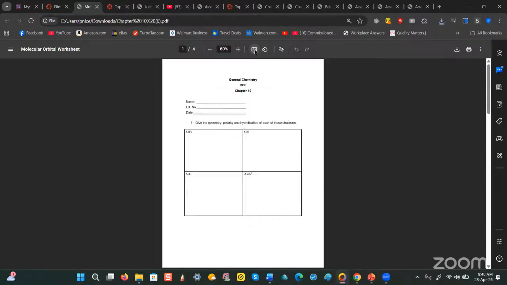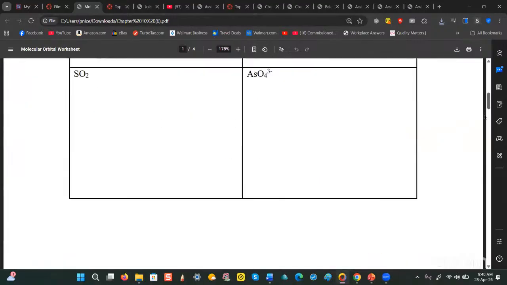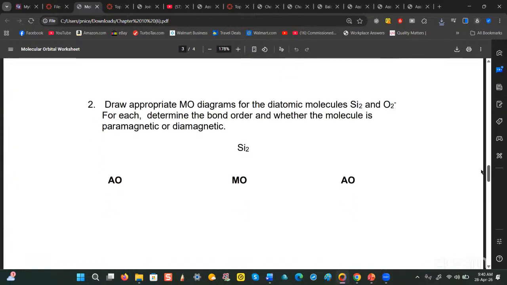Okay, so as I recall, the only thing that's remaining in this assignment is this question right here. It says draw appropriate MO diagrams for the atomic molecules Si2 and O2 minus, and for each determine the bond order and whether the molecule is paramagnetic or diamagnetic.